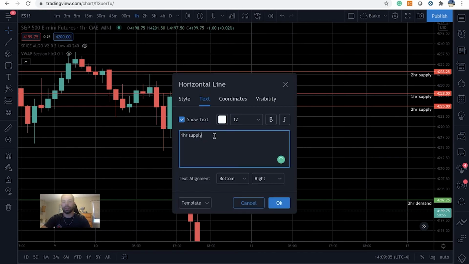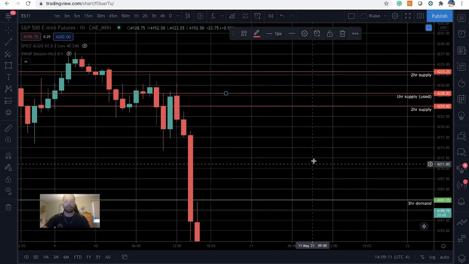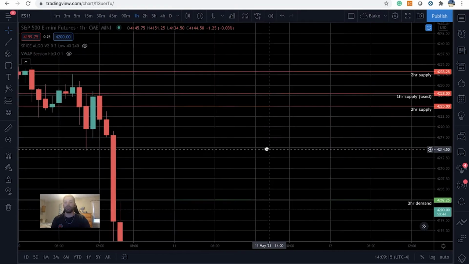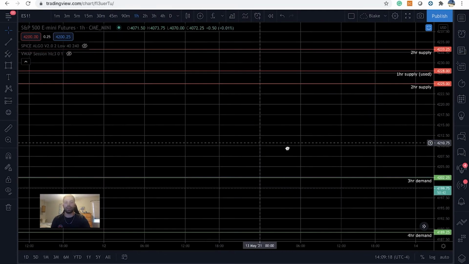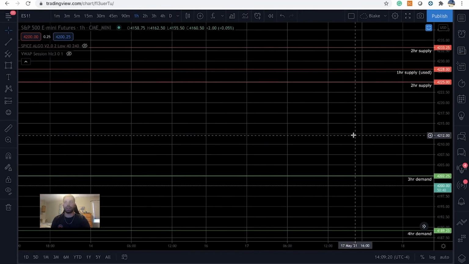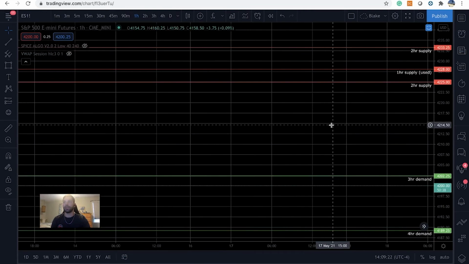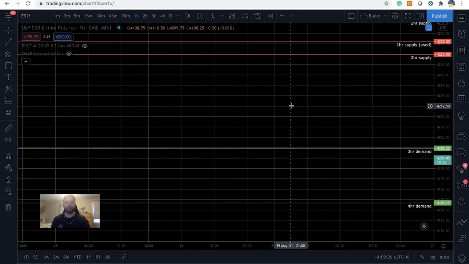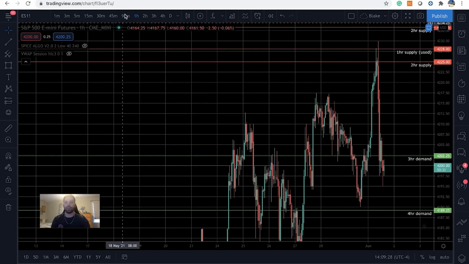And so what I'm going to do is, instead of taking it out because they already got tested, I'm just going to type 1 hour supply used. That's going to let me know that that area got punctured one time, but it's still, I think, an effective area. That's just going to give me an idea of that. All right, and so now we can keep going down the time frames, right? So let's go to the 90-minute.